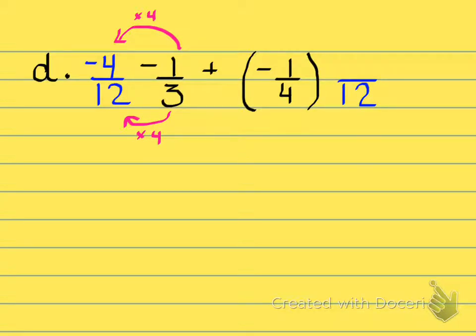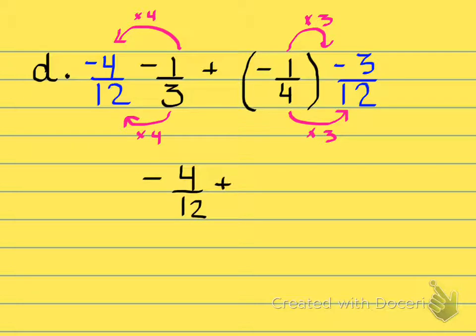And now over here, we're going to ask ourselves, to get from 4 to 12, we need to multiply by 3. So on top here, we're going to do the same, multiply by 3, and you'll see that -1 times 3 is going to be -3. So now we're going to rewrite our renamed fractions. So now we've got -4/12 that we're working with, plus -3/12 that we're working with, and a parenthesis.